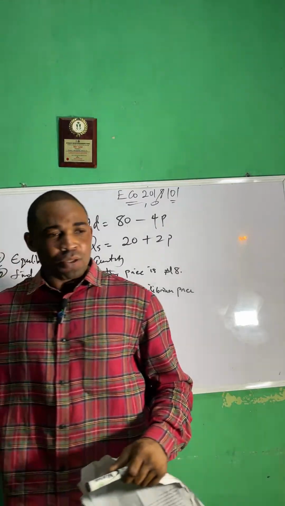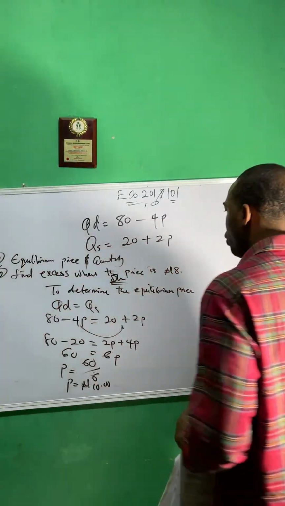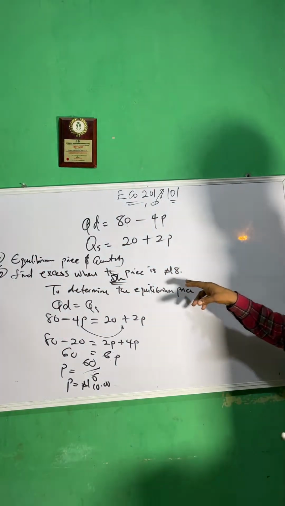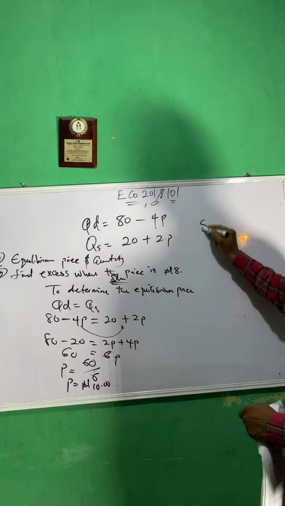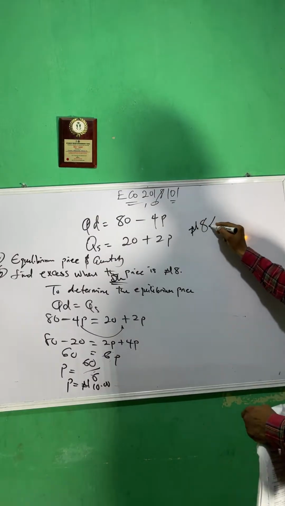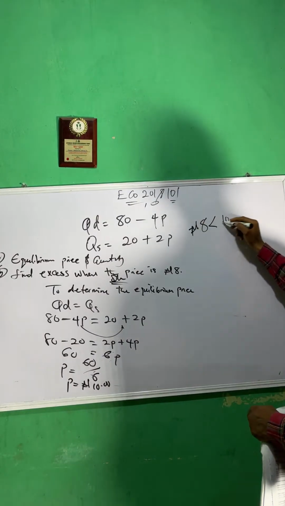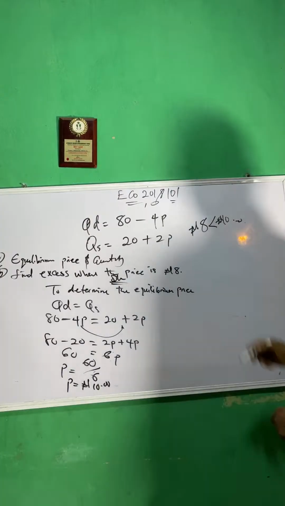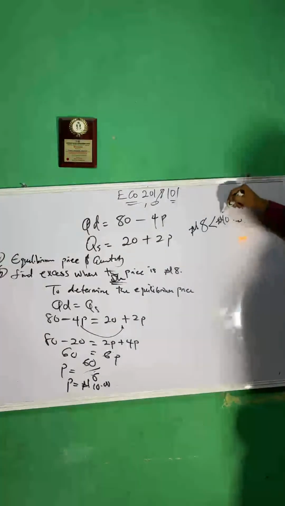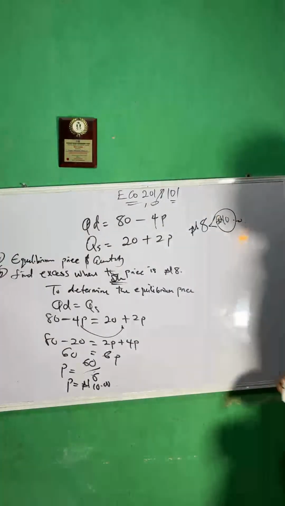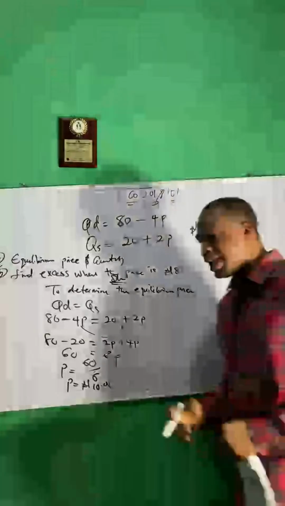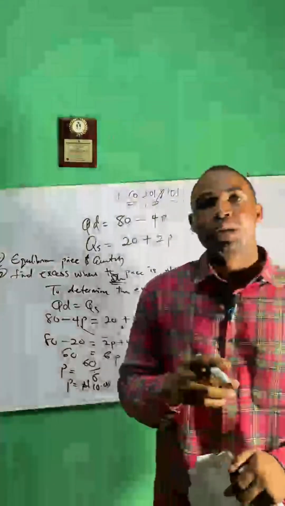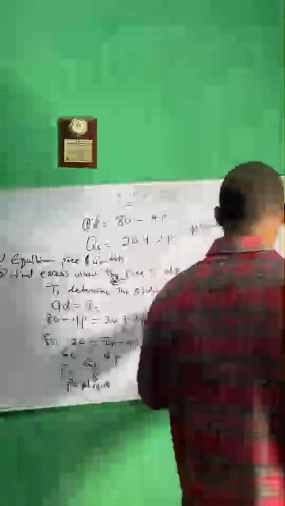Now, without solving this question, you can know what will be the excess when the price is 8 naira. When the price is 8 naira, the price is less than 10 naira, which is the equilibrium price. If any price is less than the equilibrium price, we are going to have what we call excess demand. Any price below equilibrium price will lead to excess demand.